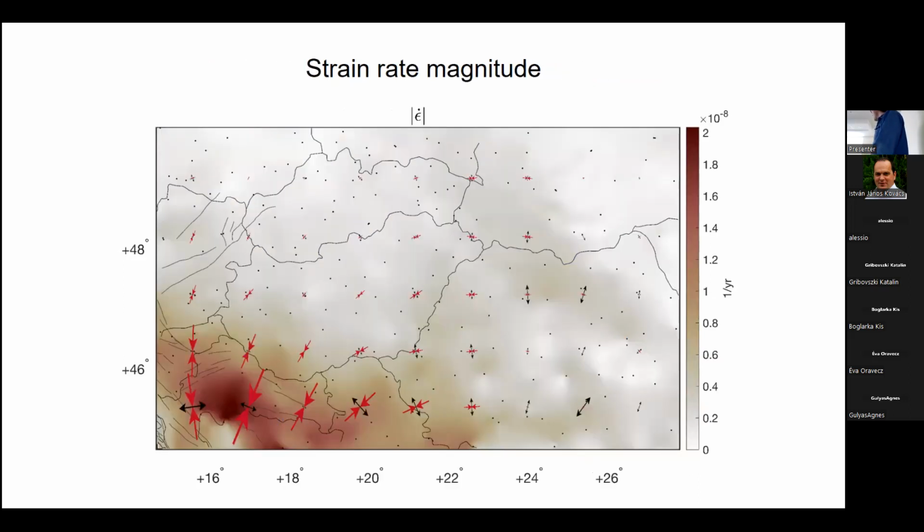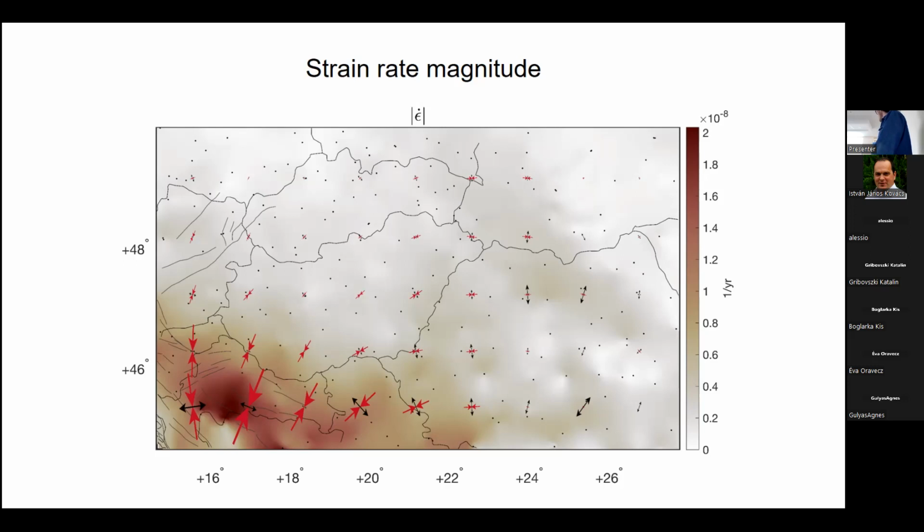Okay, from the velocities we calculated the magnitude of the strain rate, and the scale here is 10 to the power of -8. So 2 here is 20 nanostrain per year, and this 20 nanostrain per year is reached in the Dinarids and in the southwestern part of the Pannonian basin. And then this again diminishes towards the Pannonian basin. Here the red arrows and the perpendicular black arrows show the principal strain rate. The red ones are shortening and the black ones are perpendicular extension. So we can also already see, but I will get back to this later on.